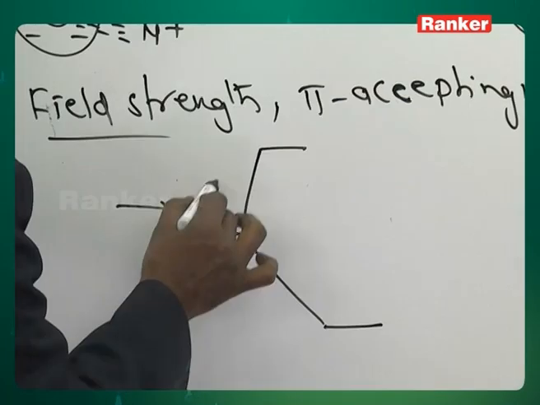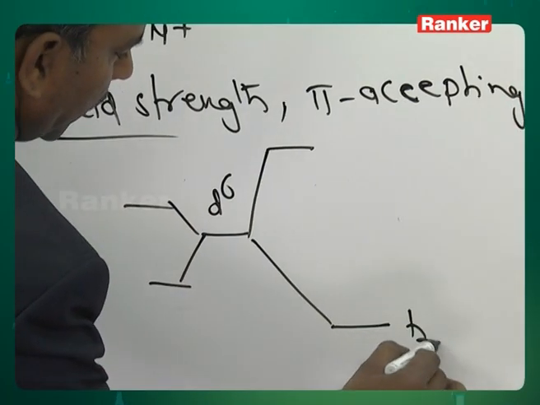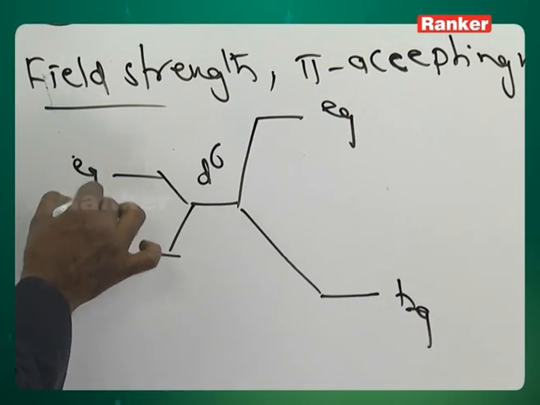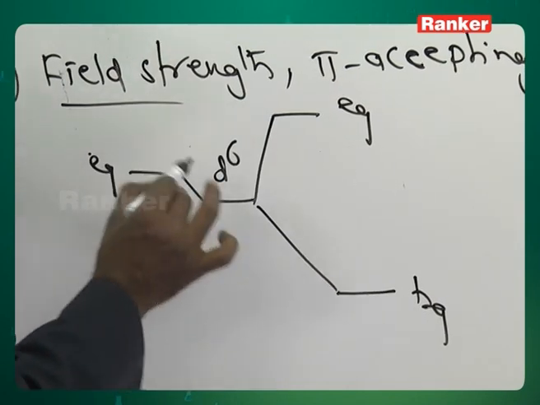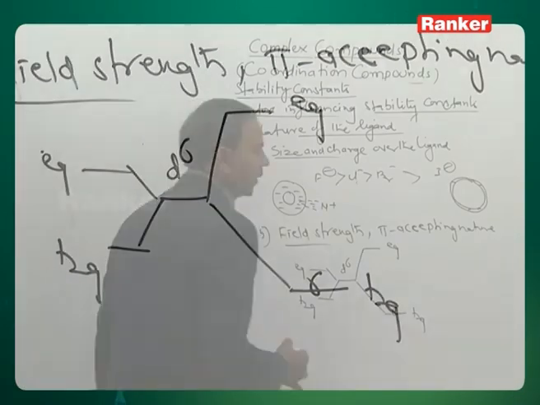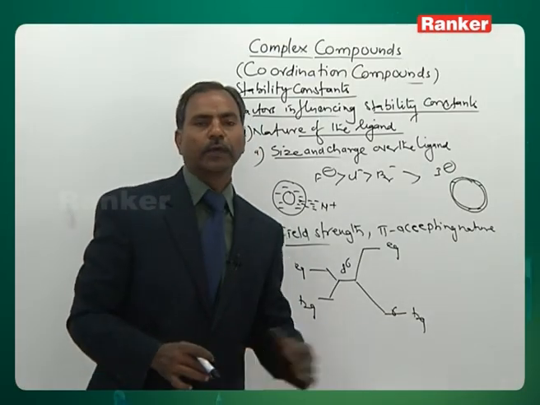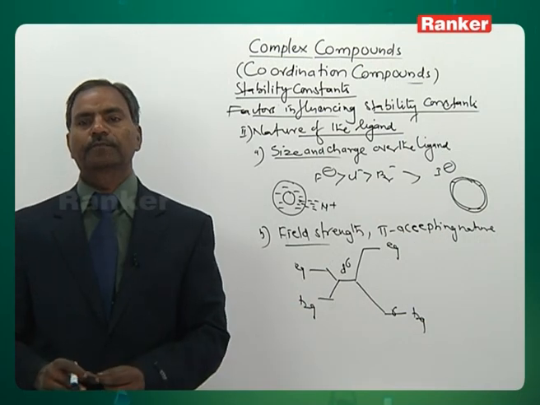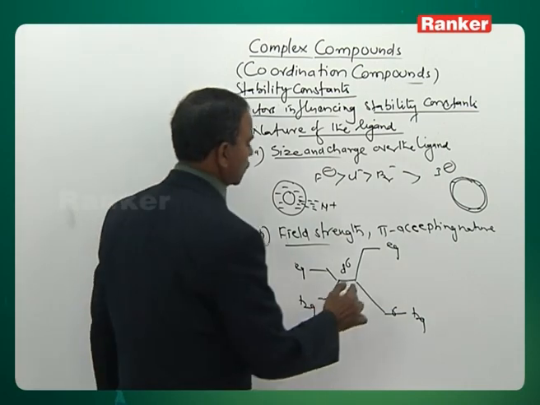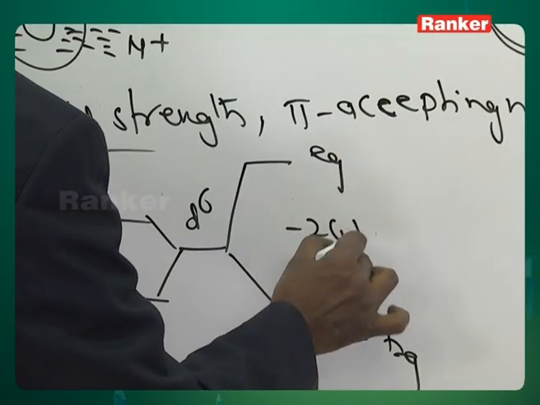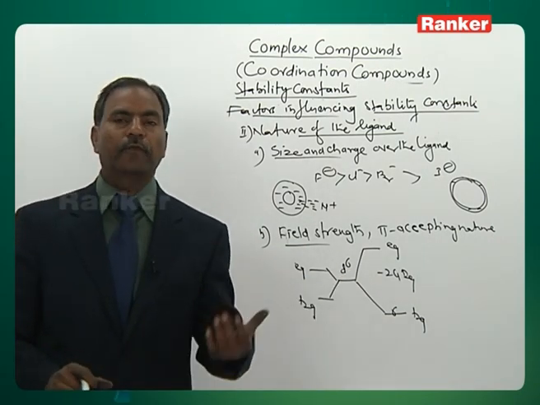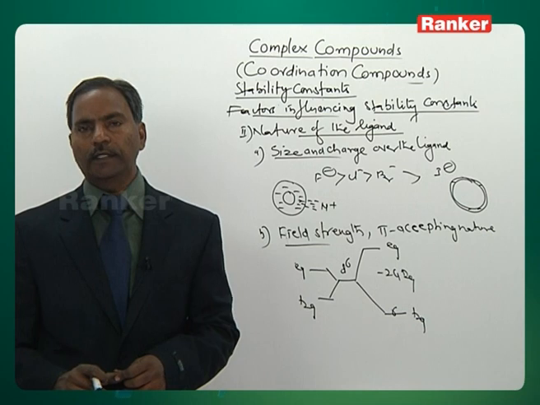Consider a d6 system. Here we have the t2g and eg levels. Now all 6 electrons enter the lower energy level, t2g. Then the CFSE of this complex is the highest, -2.4 Δo, or -24 Dq, of CFSE value it is gaining. Therefore, that particular complex is found to be highly stable.